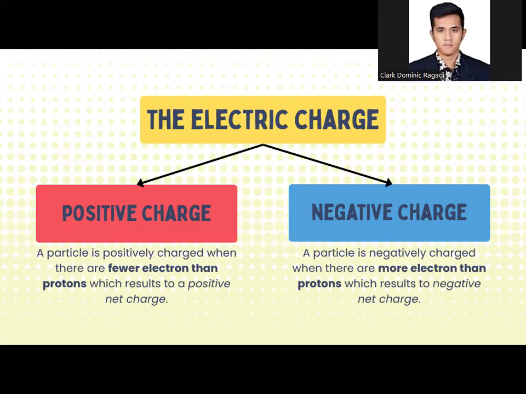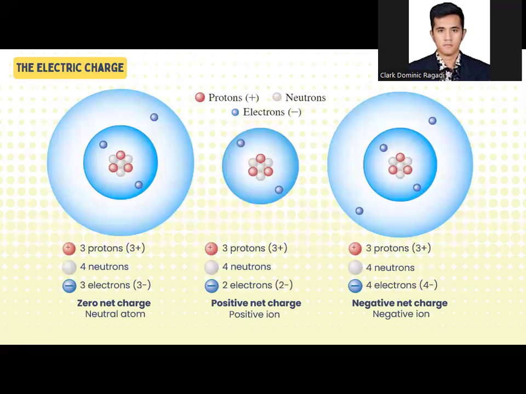And if there is an equal number of protons and electrons, there is no charge. Okay, so let's try to look at and examine these three atoms. By the way, these three atoms are all atoms of lithium since there are three protons in each of these atoms. The first atom on the left, we can see that there are three protons and four neutrons in the nucleus and three electrons in the electron cloud.